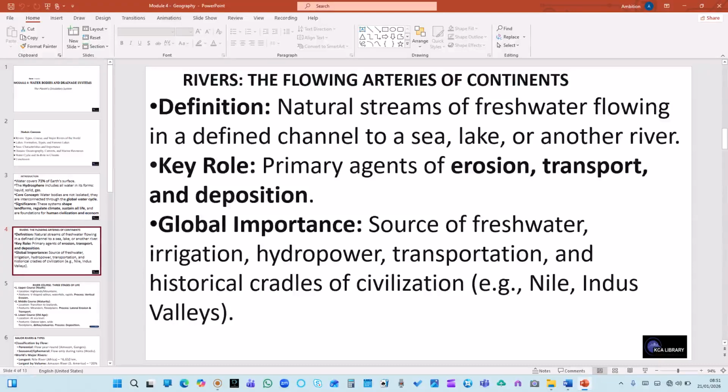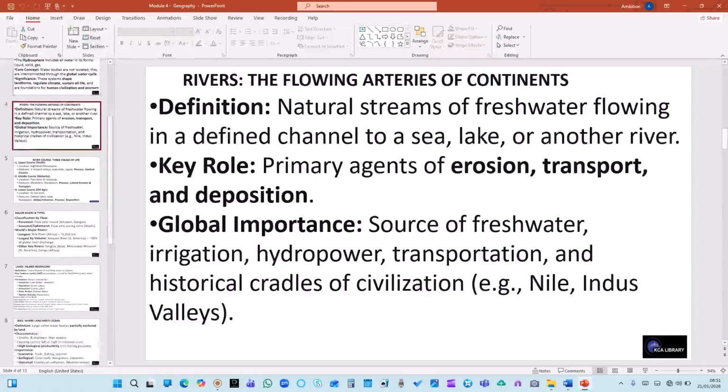The key role of river is that they are the primary agent of erosion, transportation, and deposition. The global importance of river is that river is a source of fresh water, irrigation, hydropower, transportation, and historical cradles of civilization. Example, the Nile, Indus Valley. So these are the global importance of river.